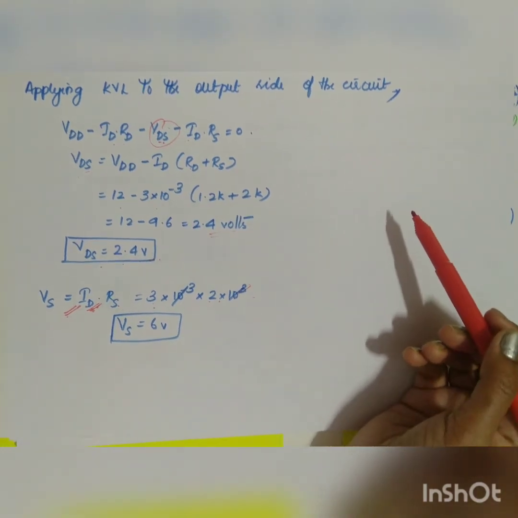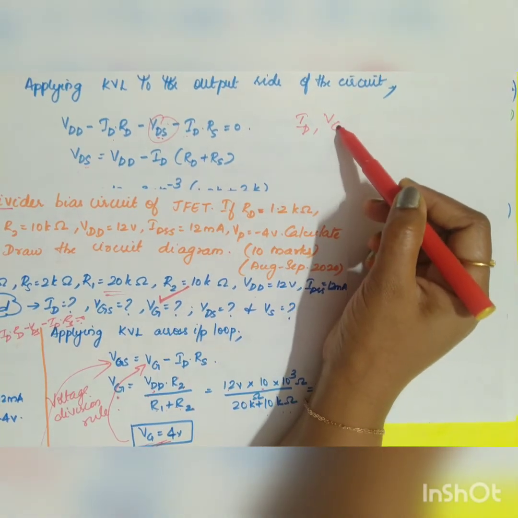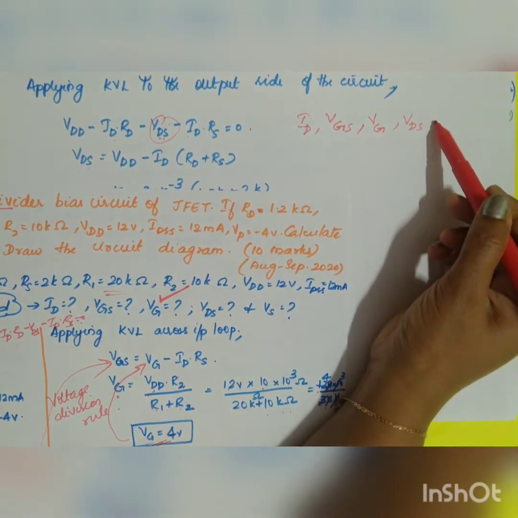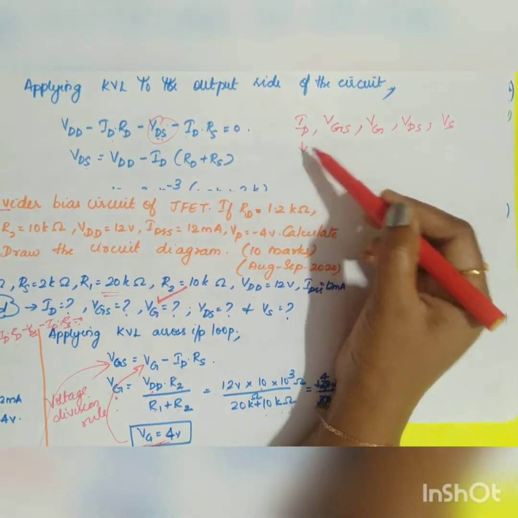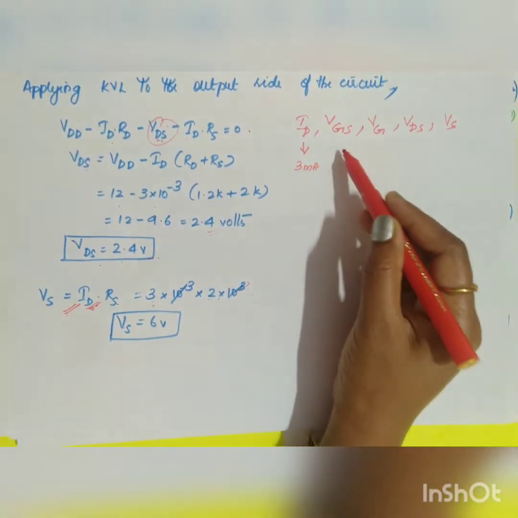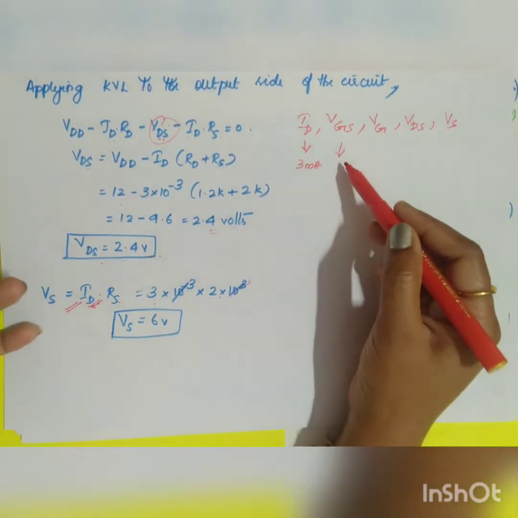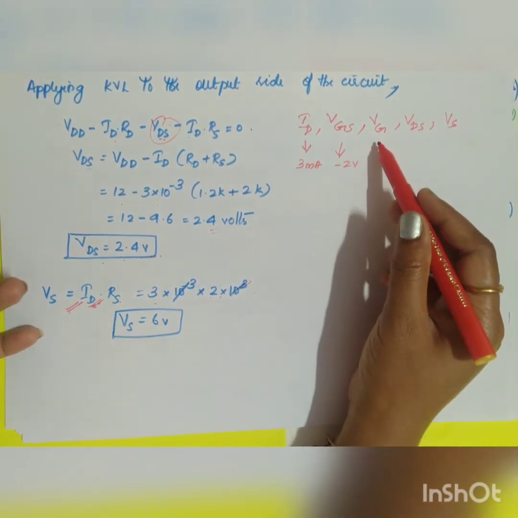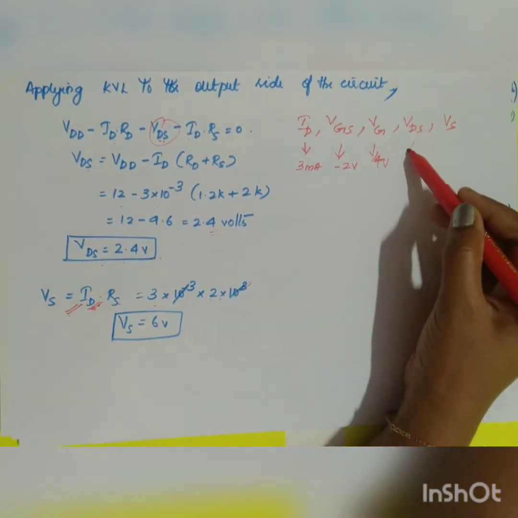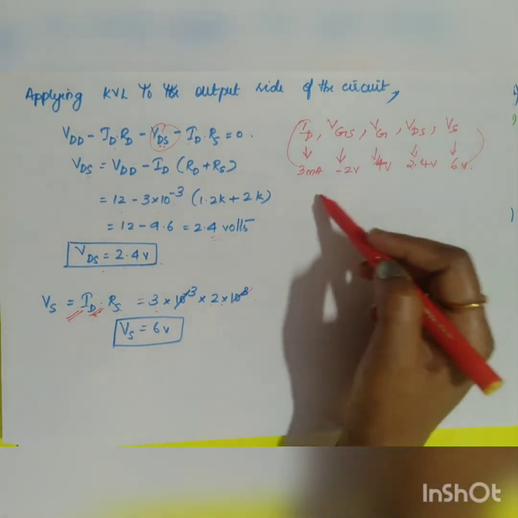So what are the parameters which you have found out? Now you have to find out 5 parameters, right? ID, VGS, VG, VDS and VS. So ID, what is the value for ID which you have found out? ID is equal to 3 milliampere. VGS, what is the value for VGS? VGS is equal to minus 2 volt. VG is equal to 4 volt. VDS is equal to 2.4 volt and VS is equal to 6 volt. So this is how you have to find out all the values.